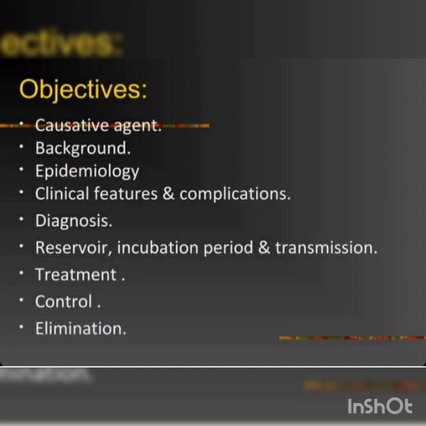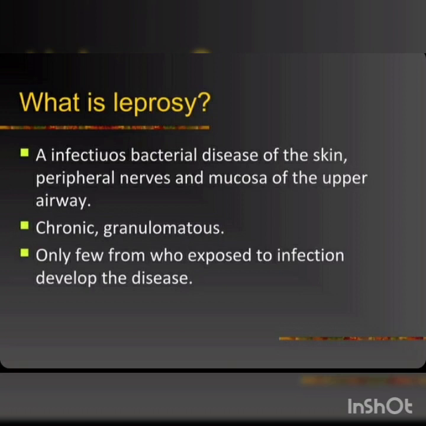We will talk about leprosy. We will be talking about the causative agent, background, epidemiology, clinical features, diagnosis, treatment, control and elimination aspects of leprosy. So what is leprosy? It's an infectious bacterial disease of the skin, peripheral nerves and mucosa of the upper airway, chronic granulomatous in nature. Only a few of those exposed to infection develop the disease.